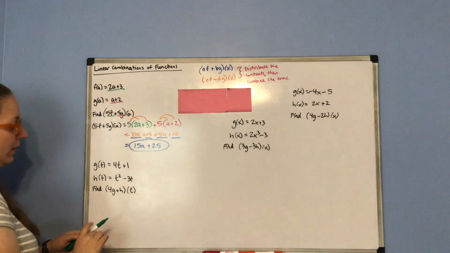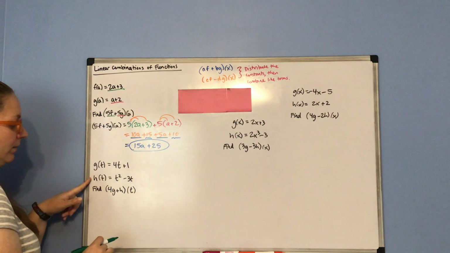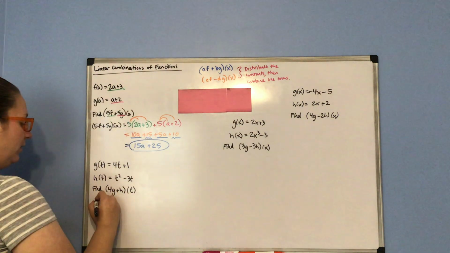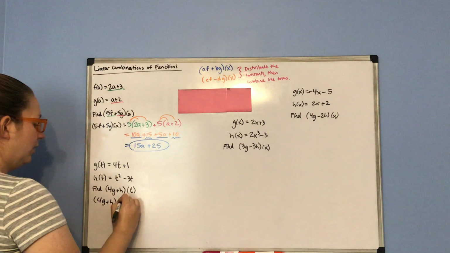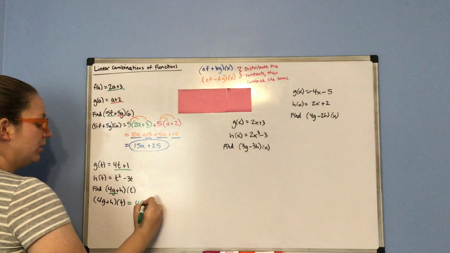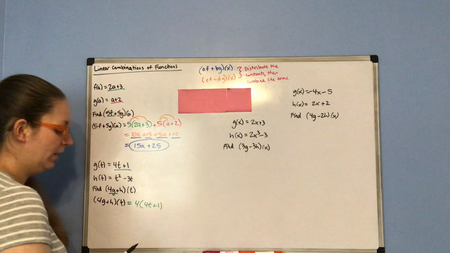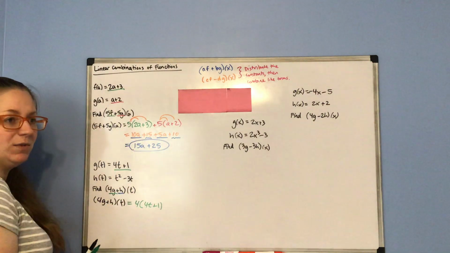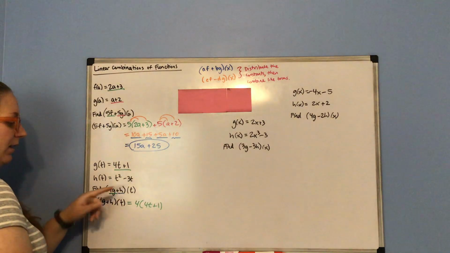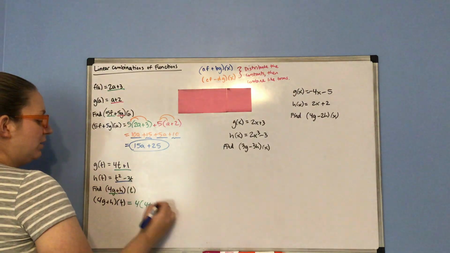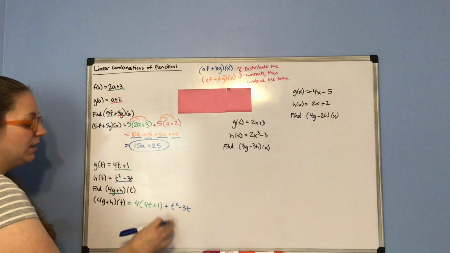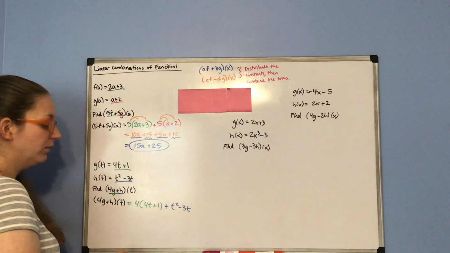So the second one, we have a g function, we have an h function. It wants us to find 4g plus h of t. So to find 4g plus h of t, the 4g part means we're going to do 4 times the g function, which is 4t plus 1. And then it just says plus h. Sometimes you won't have a number in front of either g or h or whatever the two functions are, so that just means add the h function on. So plus my h function, t squared minus 3t. Since it's a plus sign, I don't need to worry about parentheses. If it was a minus sign, I would, because I'd have to distribute a negative.